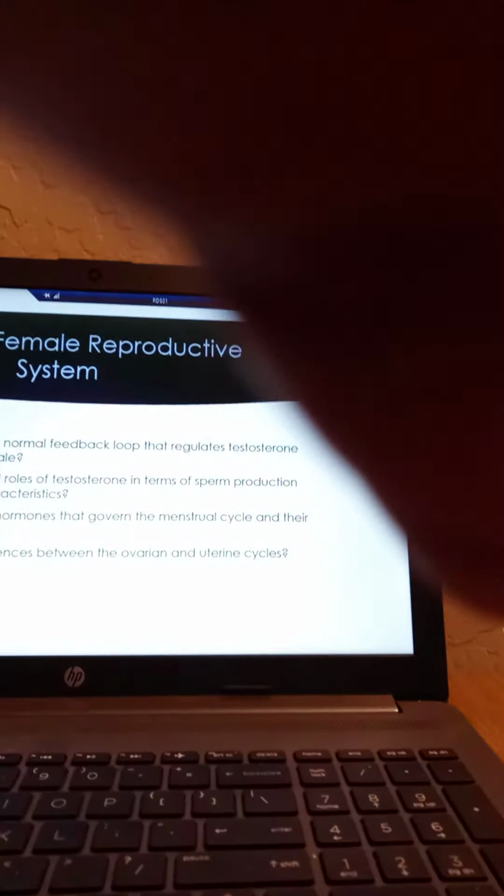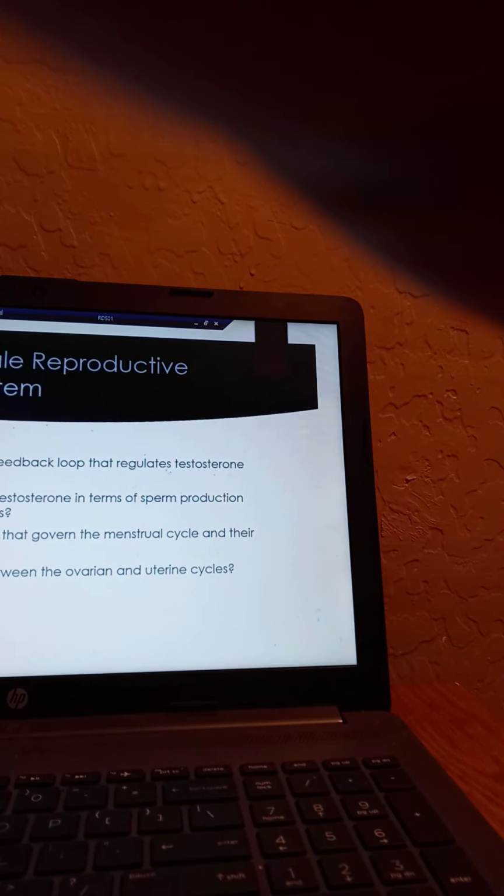Okay. So here we have the questions that we had to answer. I made two slides for the four questions that were answered. The first question is, describe the normal feedback loop that regulates testosterone production in the male. And I came up with: LH stimulates the Leydig cells, which stimulates testosterone.